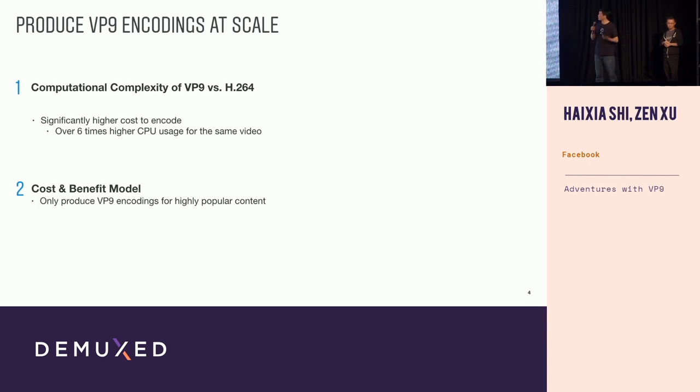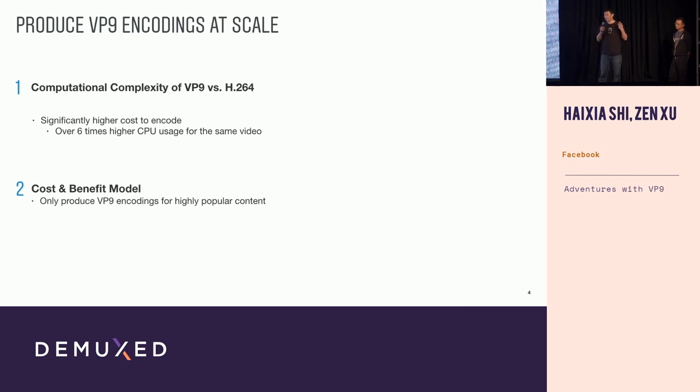The second problem is capacity, or computational complexity. VP9 turns out to be way more demanding on our servers to do software transcoding. On average, we observe around 6 times higher CPU usage. That means we cannot afford to transcode everybody's video with VP9. We have to do a cost versus benefit analysis. Like my own cat video with only 20 watches or likes over its lifetime, it's not going to be worthwhile to transcode it to VP9.